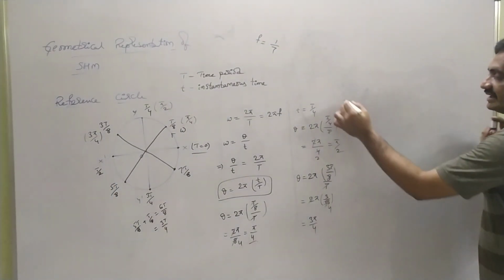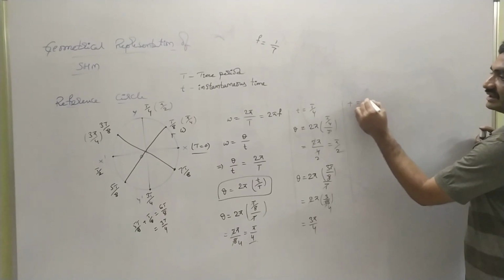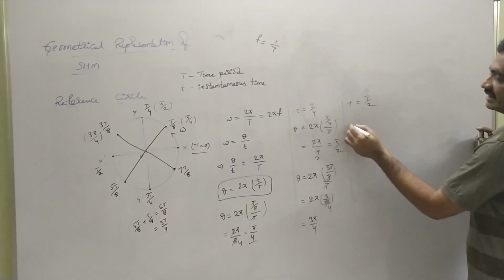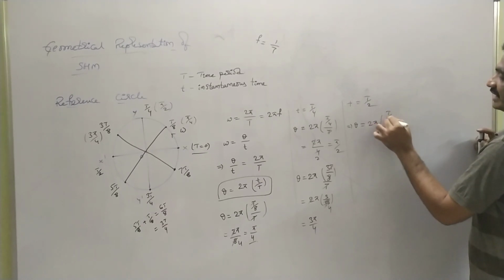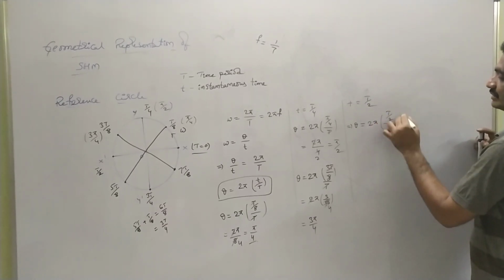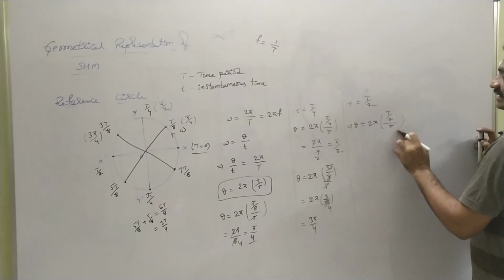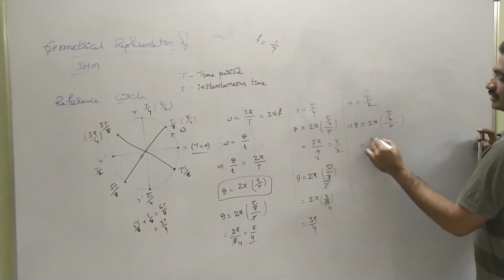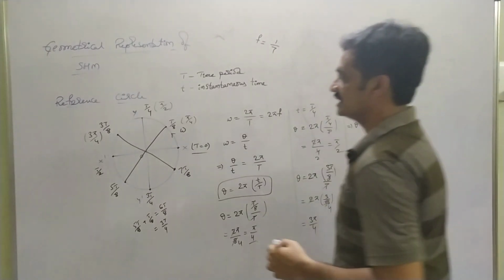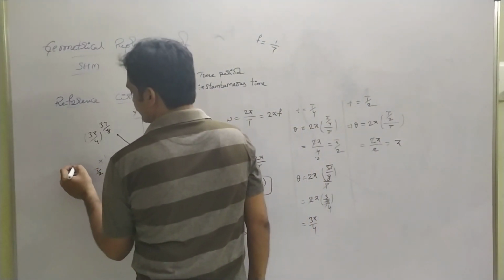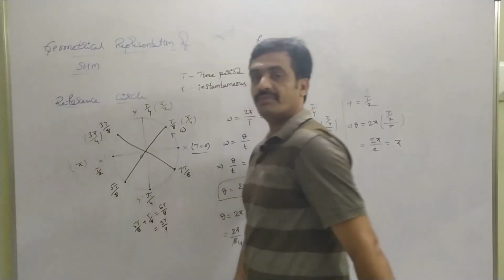Whereas when the time period is equal to T by 2, then we have theta equals 2 pi into (T by 2) by T. T gets cancelled, so we have 2 pi by 2. So here we get pi. At a time period of T by 2, we have an angle of pi.